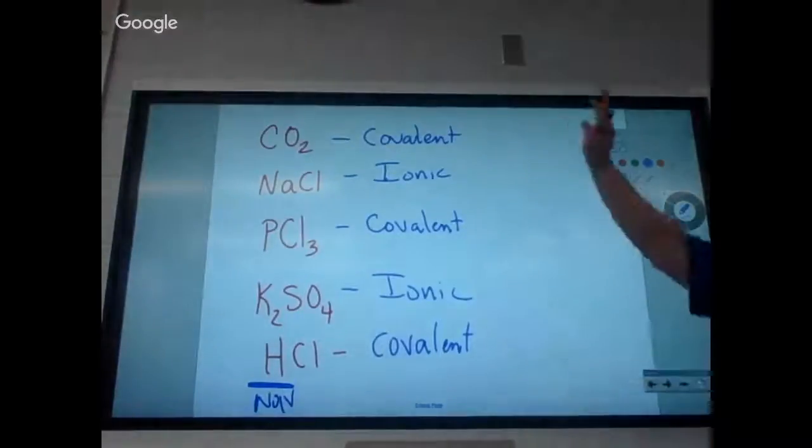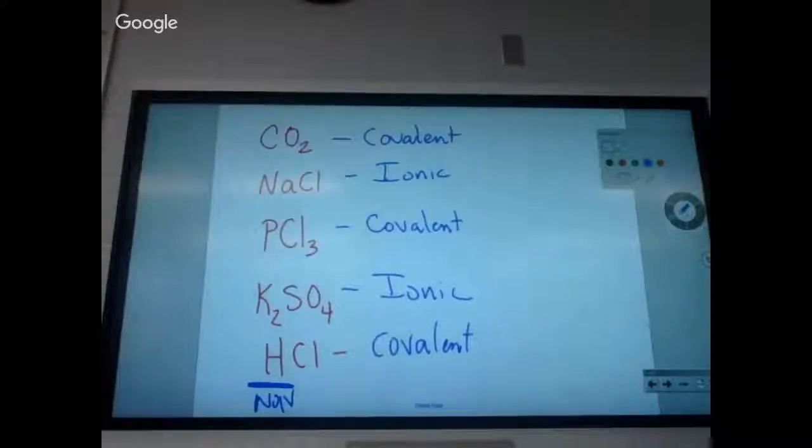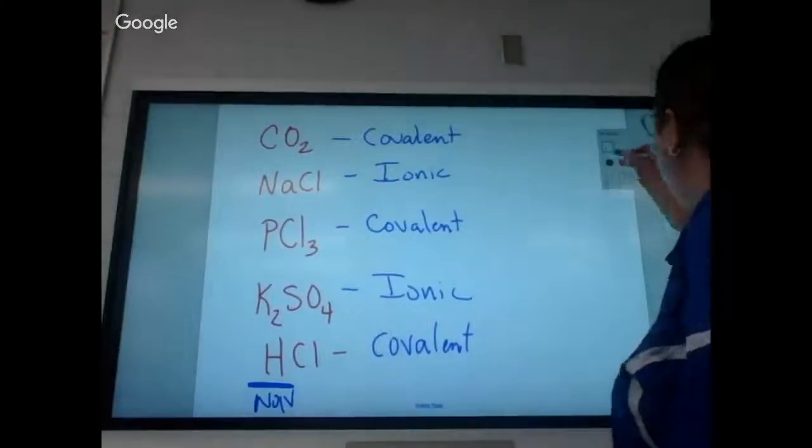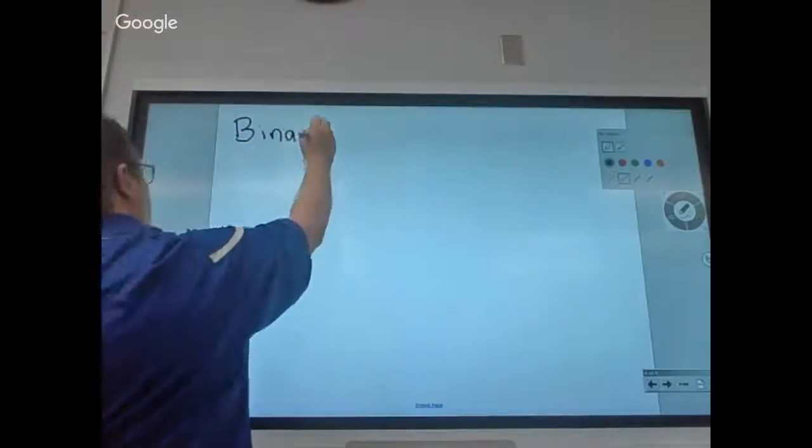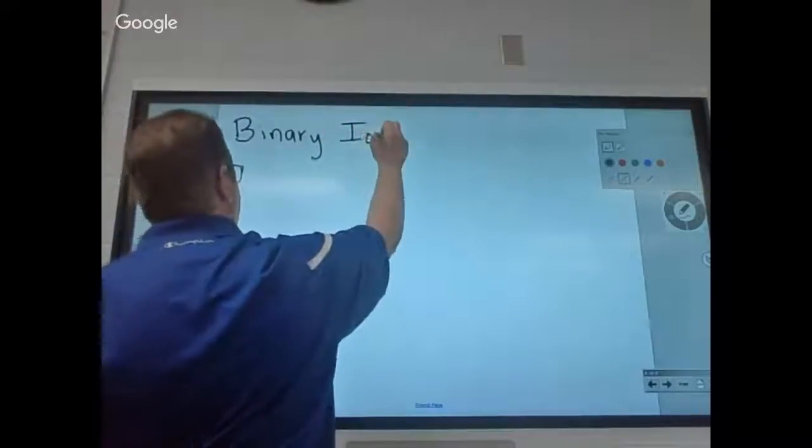Now, being able to identify these will be important about, best guess, late Monday when we start differentiating between how to name. We're going to start easy today, and we're going to start with ionic. Covalent is harder, so we're going to start easy, just for Annabelle. She'll whine less. I'm all about less whining. All right, so we're going to start with binary ionic compounds.